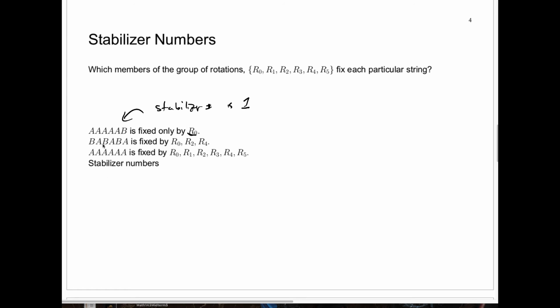Look at the string BA, BA, BA. The identity certainly fixes it. The rotation R2, if we shift by 2 units, would just take this and put it back at the end there, and you get the same string. So R2 fixes this string. R4, similarly, take these 4, move it to the back, fixes that string. So the stabilizer group for that string includes R0, R2, and R4, and so the stabilizer number is 3.